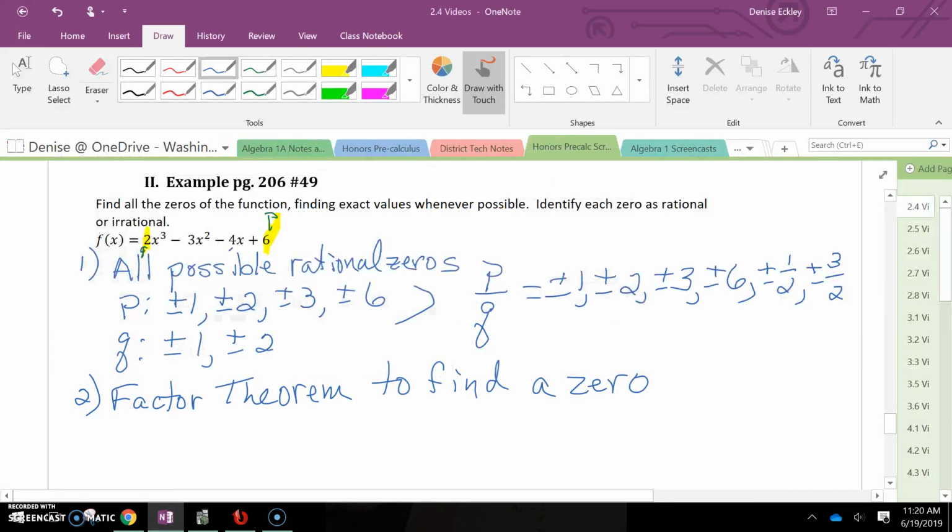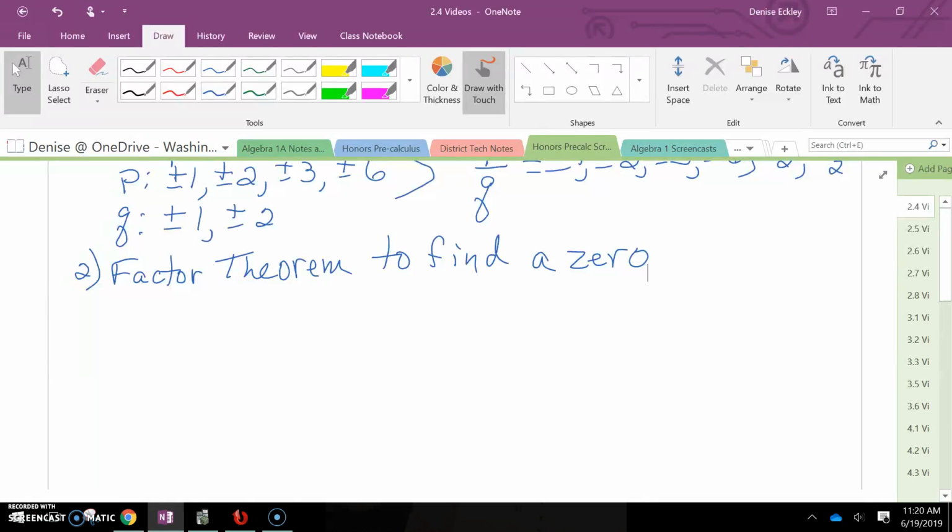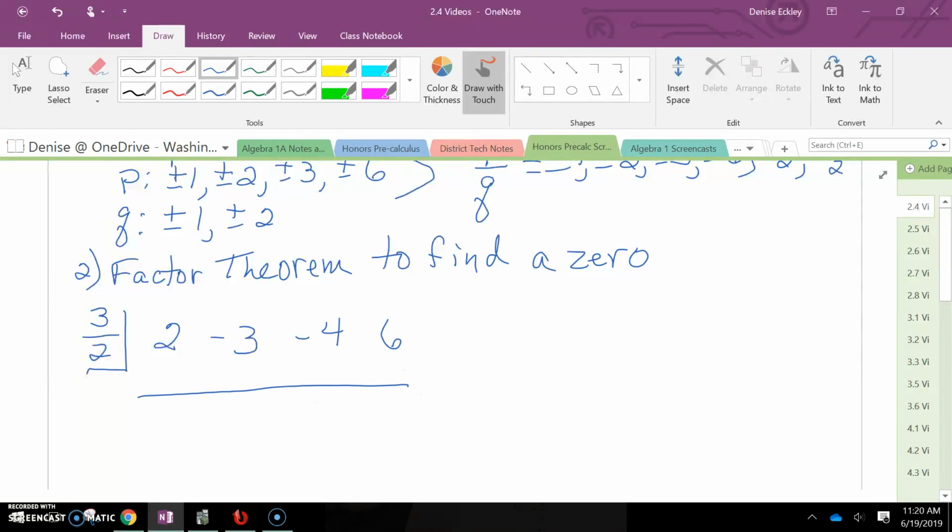So here's how we use this then. What we want to do is use synthetic division, and we're going to divide that factor out of our polynomial. So we're going to do 3 over 2, and we're going to list all the coefficients. So we have a 2, and then we have a negative 3, we have a negative 4, and we have a 6. So we're going to go ahead and divide that out.